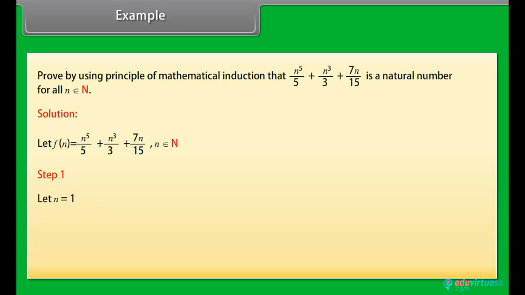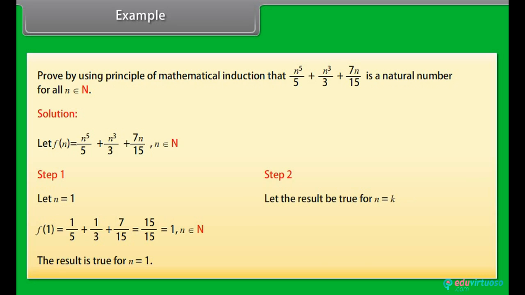Step 1. Let n equal 1. f(1) is equal to 1/5 plus 1/3 plus 7/15 is equal to 15/15 is equal to 1, which belongs to N. The result is true for n equal to 1. Step 2. Let the result be true for n equal to k. So, f(k) is equal to k^5/5 plus k^3/3 plus 7k/15 belongs to N. Name it as 1.